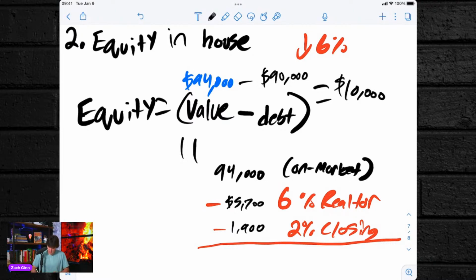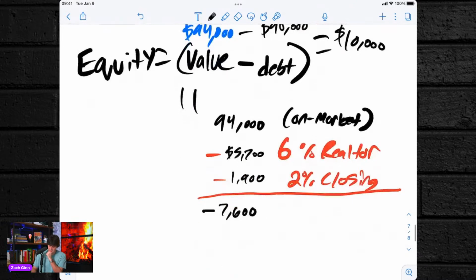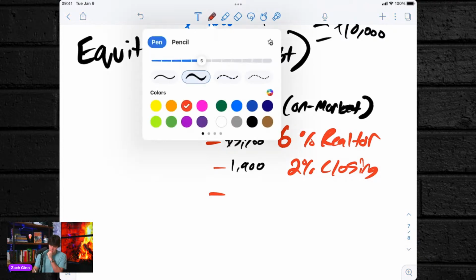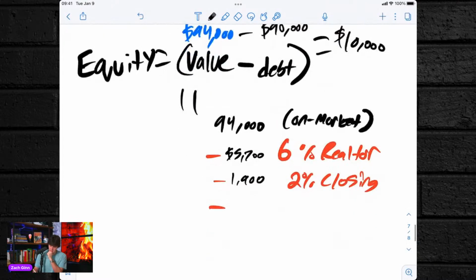That is about minus $77,600 just to close it. Now you minus that off. Here's the issue. But let's add this extra thing on here, okay? We're going to minus out that $90,000 mortgage. That has to be loaned to the bank.